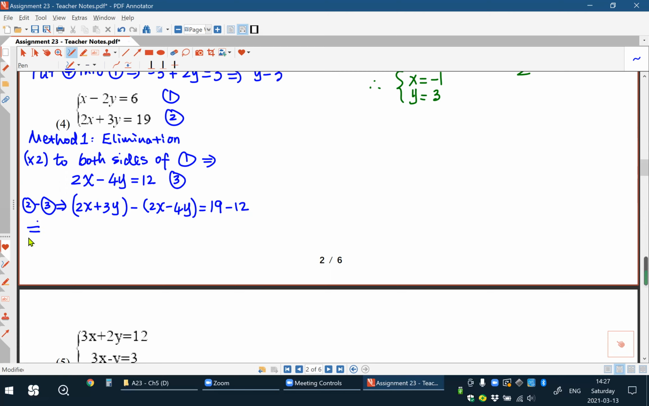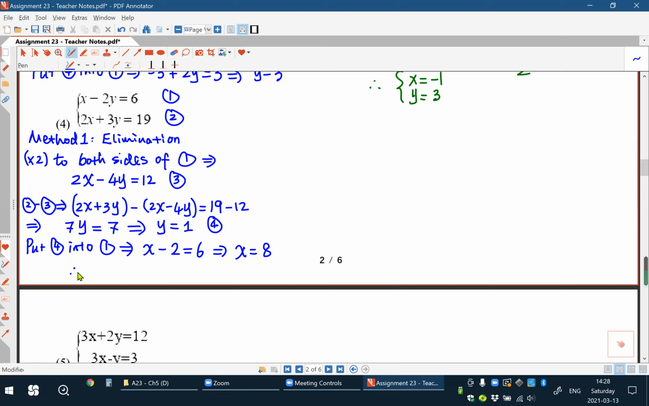Okay, and then let's simplify the new equation here. This will give you 2x minus 2x is 0, right? 3y minus minus 4y means 3y plus 4y. That is 7y, right? 7y equals 7. So that means y is 1. So let's label this with 4. Then we can put equation 4 into either 1 or 2. So let's put it in 1. This will give you x minus twice of y means 2 equals 6. And this will give you x is actually 8, right? So here you can make the conclusion now. X is 8, y is 1. And this is our final solution.